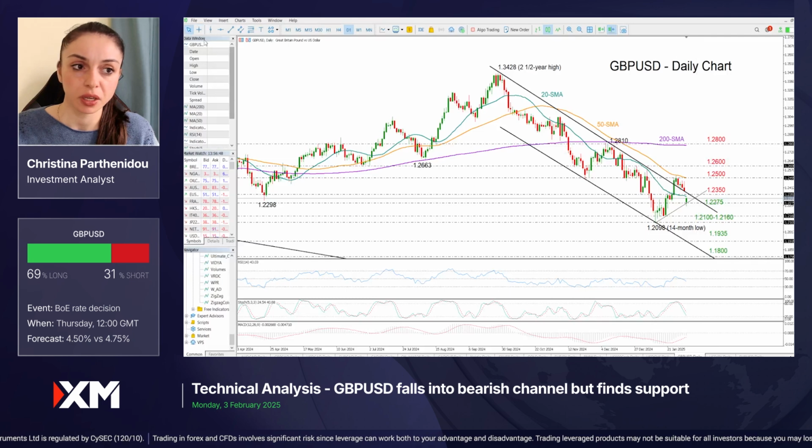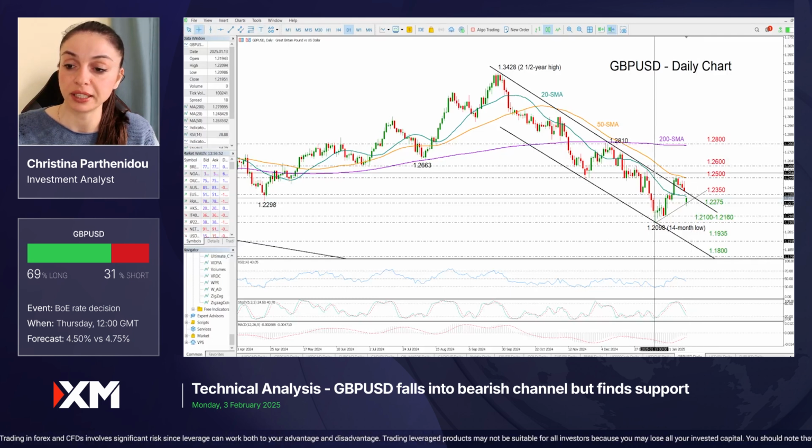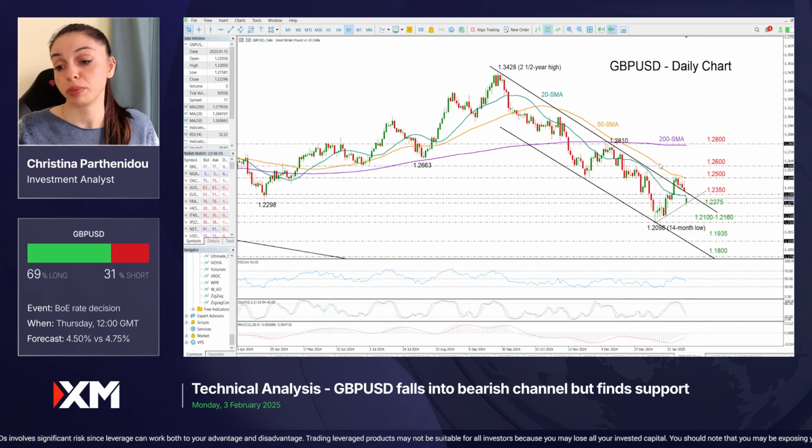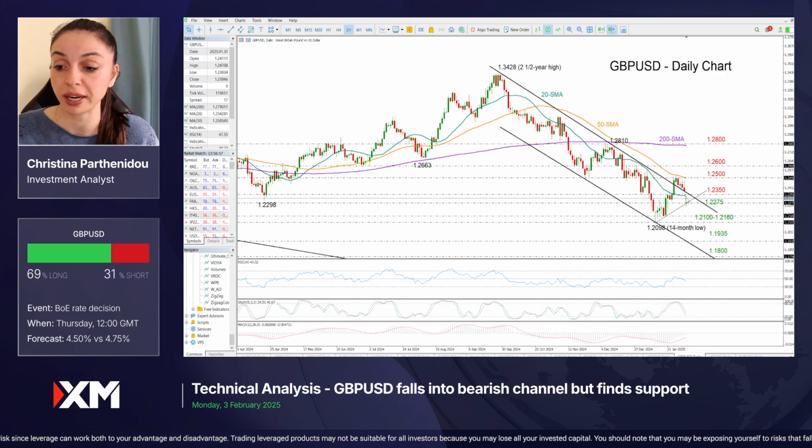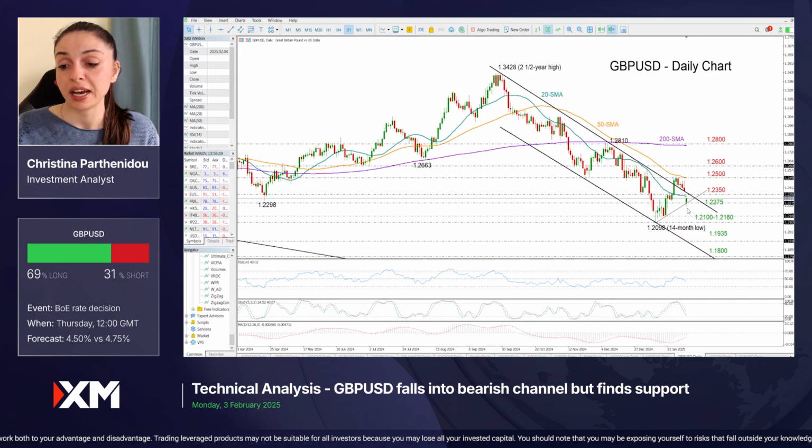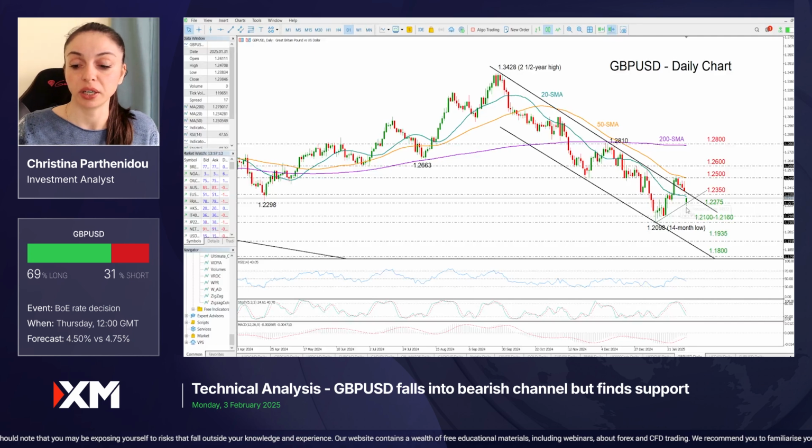So as regards the Bank of England's policy meeting, the central bank is expected to cut interest rates by 25 basis points. This is already priced in, so the focus will probably turn to the central bank's guidance and any information about if more additional rate cuts will follow. That could create some extra volatility in pound dollar.